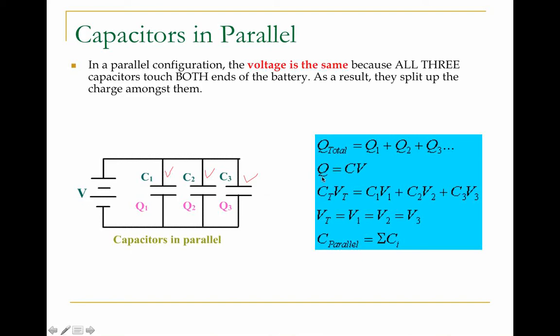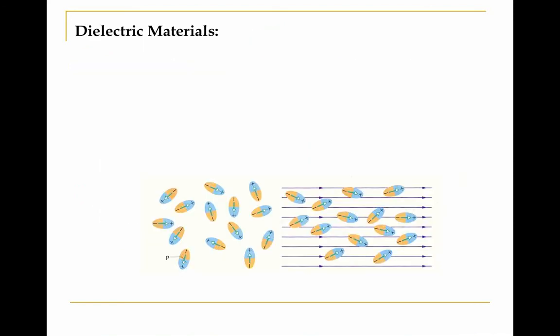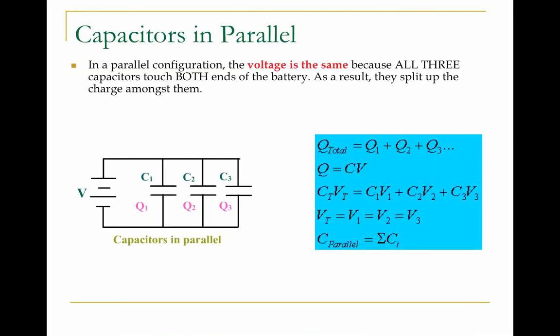So if we say Q is equal to CV, then C equivalent times V total is equal to C1 V1 plus C2 V2 plus C3 V3. But remember, the V's are the same, so the V's cancel, and then we have the capacitance in a parallel combination equal to C1 plus C2 plus C3. And that's it.